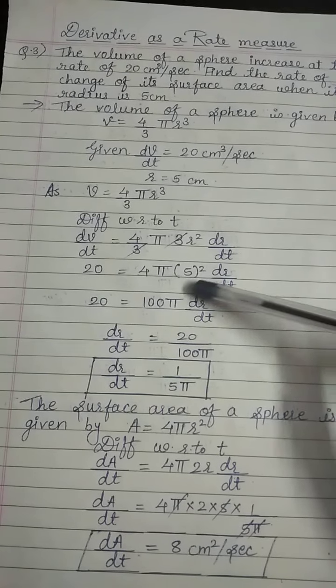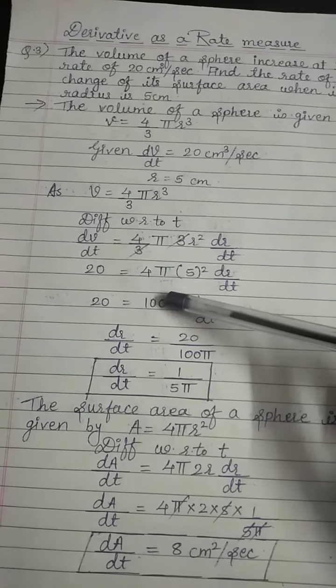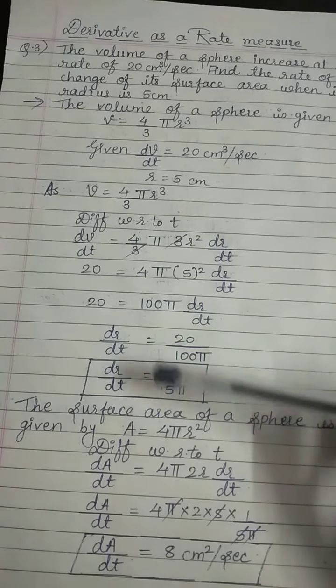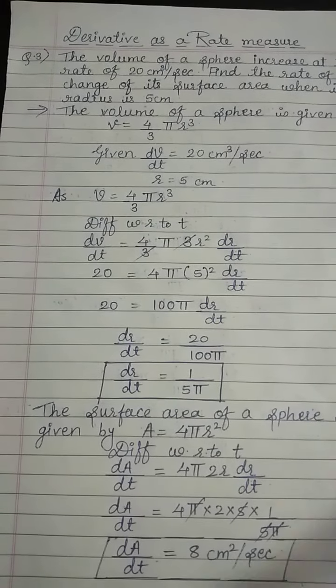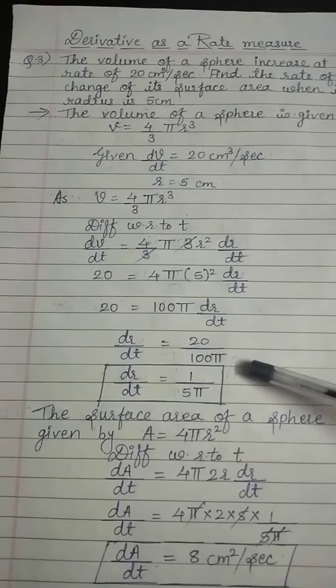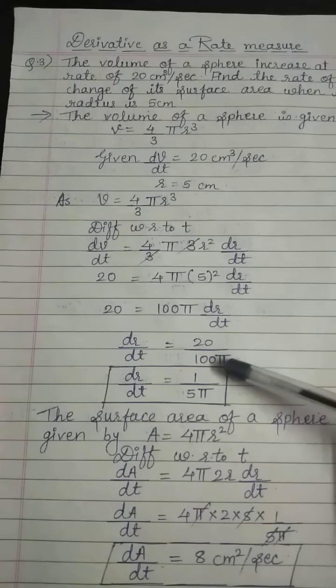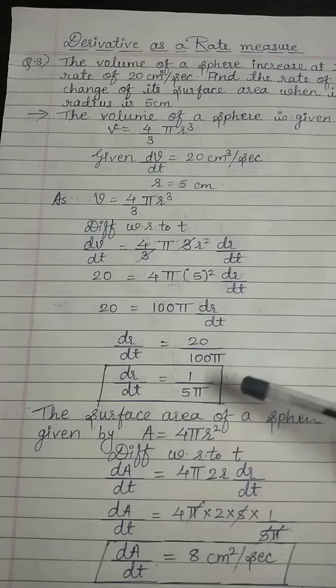But we want the value of dr by dt. So shifting this 100 pi to that side, we get dr by dt is equal to 20 upon 100 pi. So dr by dt is equal to 1 upon 5 pi.